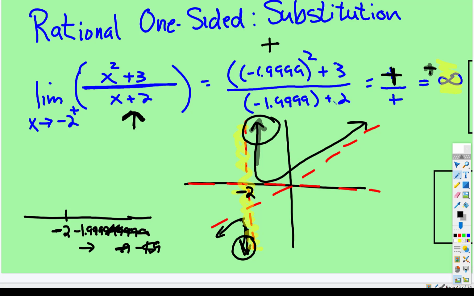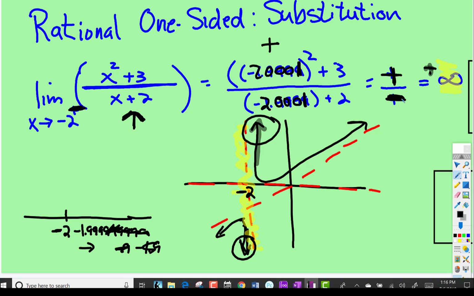If this would have been a negative down here, if we would have plugged in 2.0001, if this would have been from the negative side, so this would have been -2.0001. Well, this down here would have been negative more than 2 plus just 2. This would have been a negative down here. And this negative squared is positive. Positive plus positive, this still would have been positive. Well, positive divided by negative, that would have been a negative infinity.